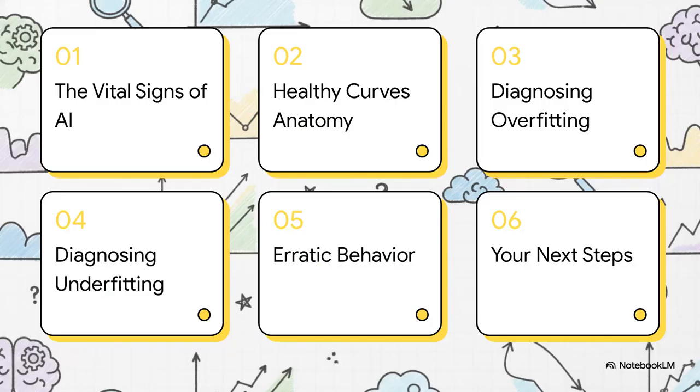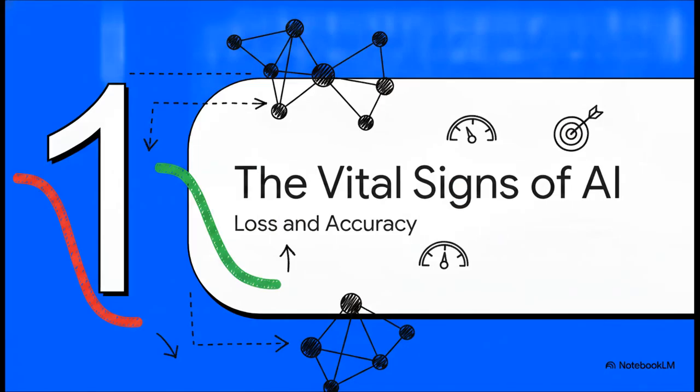Here is how we're going to break this down. First, the vital signs of AI. Second, the anatomy of healthy curves. Then we'll diagnose overfitting, followed by diagnosing underfitting. Fifth, taming erratic training behavior. And finally, your exact next steps. All right, let's kick things off with Section 1, the vital signs of AI.